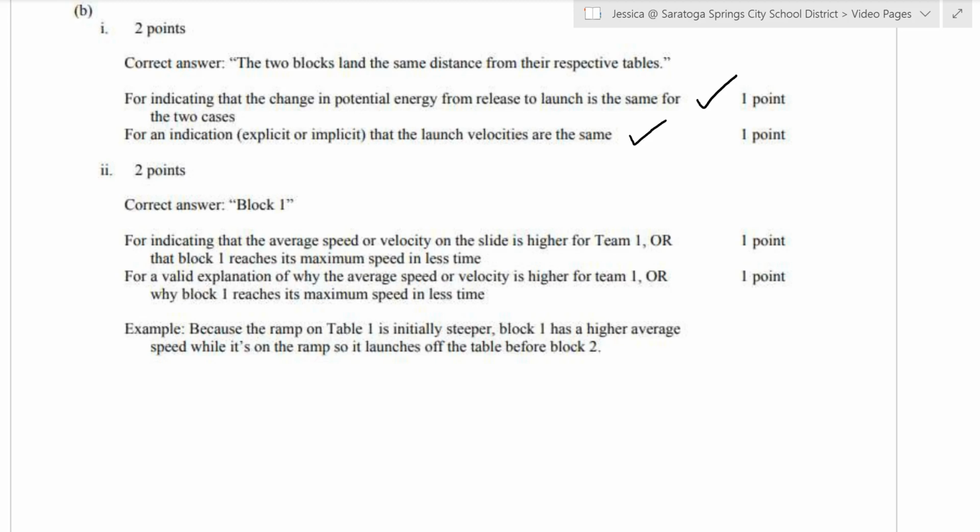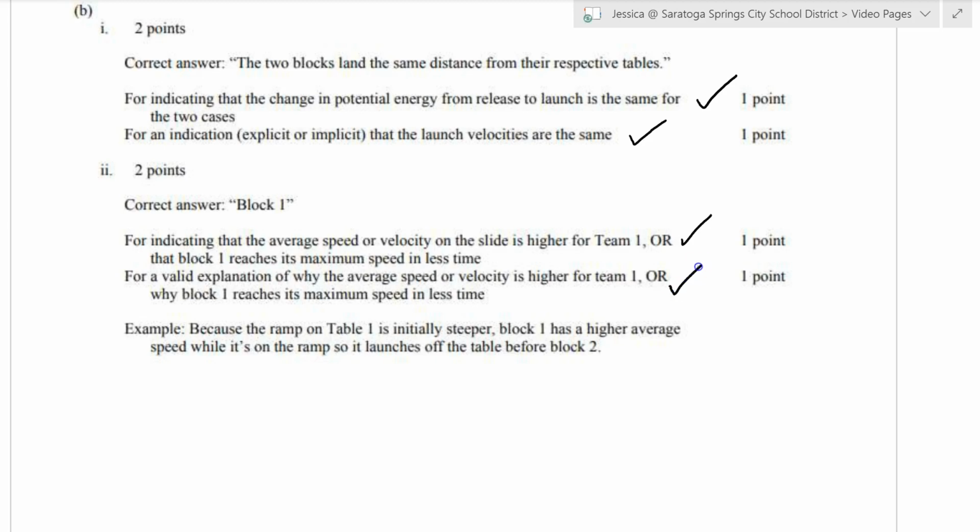It's in the explanation. So for indicating that the average speed or velocity on the slide is higher for team 1, I didn't do that. Or that block 1 reaches its maximum speed in less time. Okay, so I didn't necessarily say reaches its maximum speed. I said got to the end of the ramp. Okay, so I would probably give points for that. And then 2, a valid explanation is for why the average speed or velocity is higher for team 1 or why block 1.